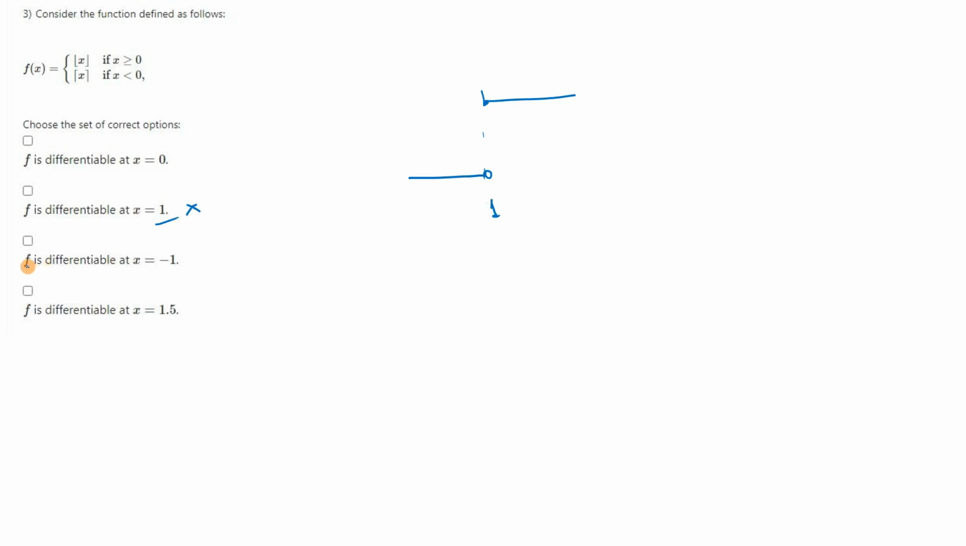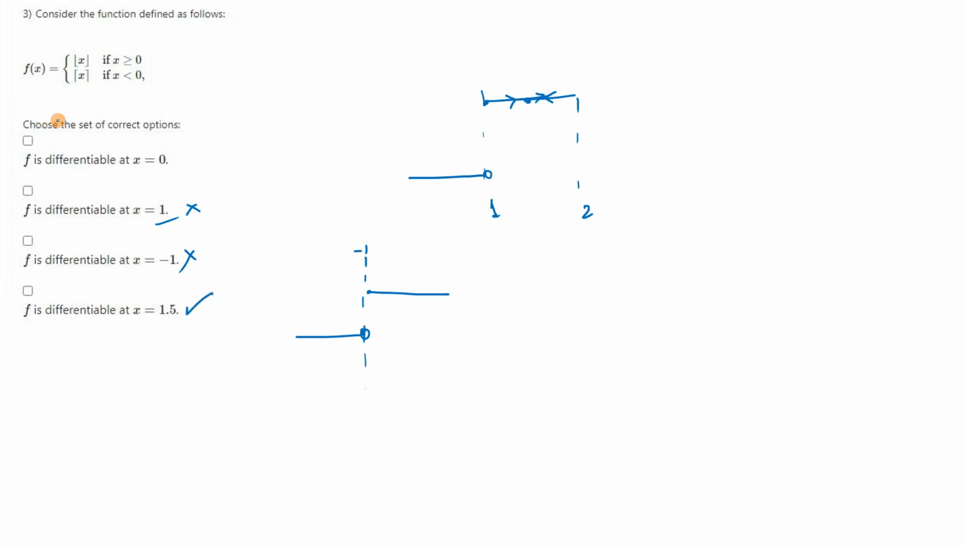What about f is differentiable at -1? Even in this case we will be having something like this, right? At -1, again f is not differentiable at this value. What will happen at 1.5? Let's say if this is 2, 1.5 is somewhere here. So the left hand limit and the right hand limit exist, the function is continuous in this range, and so we can draw a tangent over here, right? So this option is true.